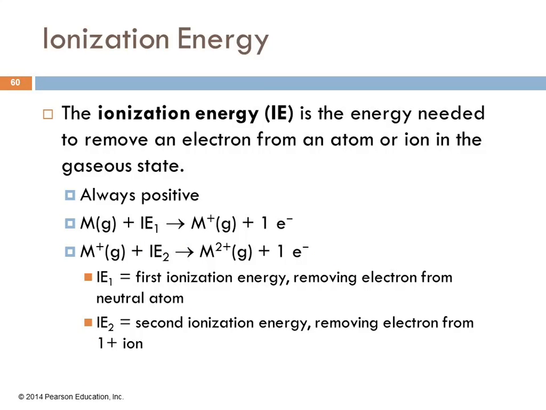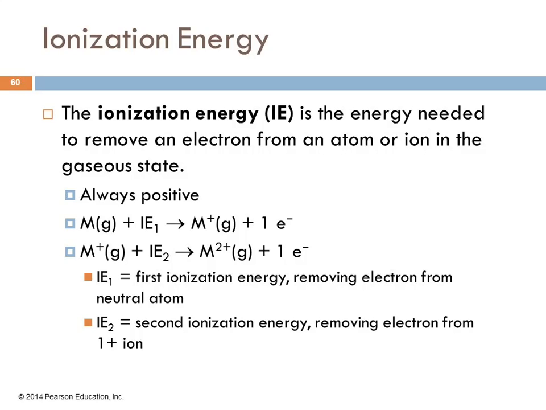Ionization energy. This was in that worksheet too. We often abbreviate this IE because ionization energy is a long thing to write out. This is the energy needed to remove an electron from an atom or an ion in the gaseous state. It's always positive. It's positive, meaning you have to exert energy to pull off an electron. You're essentially buying an electron from the atom. They are not paying you to take the electron.